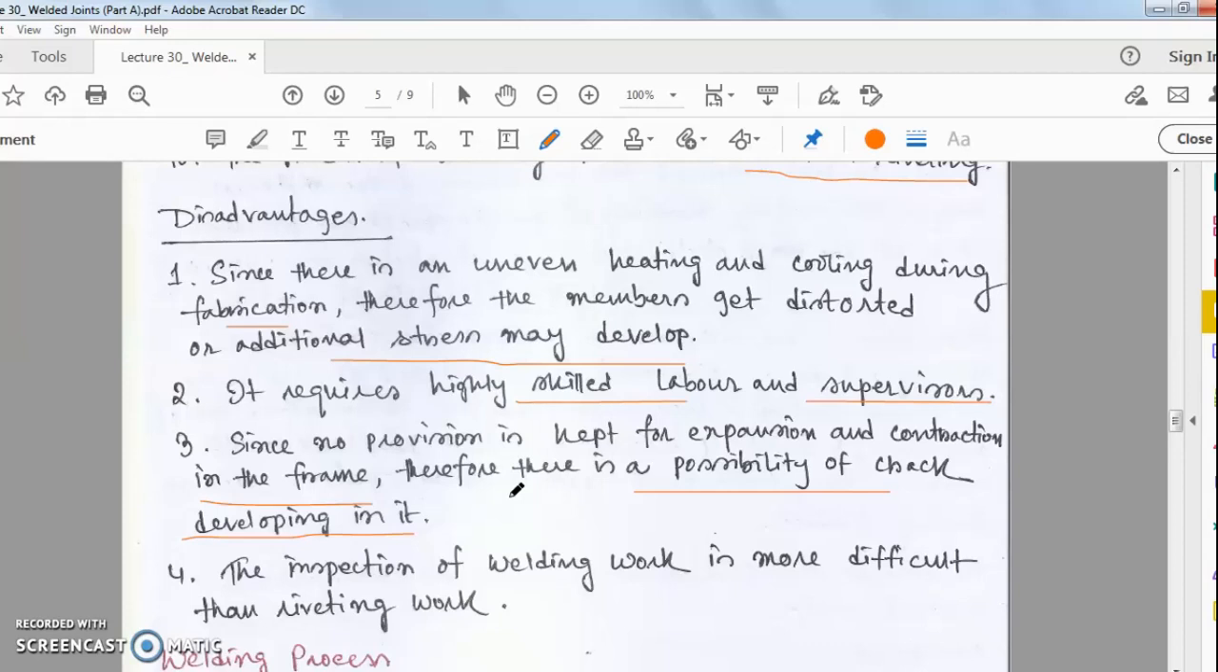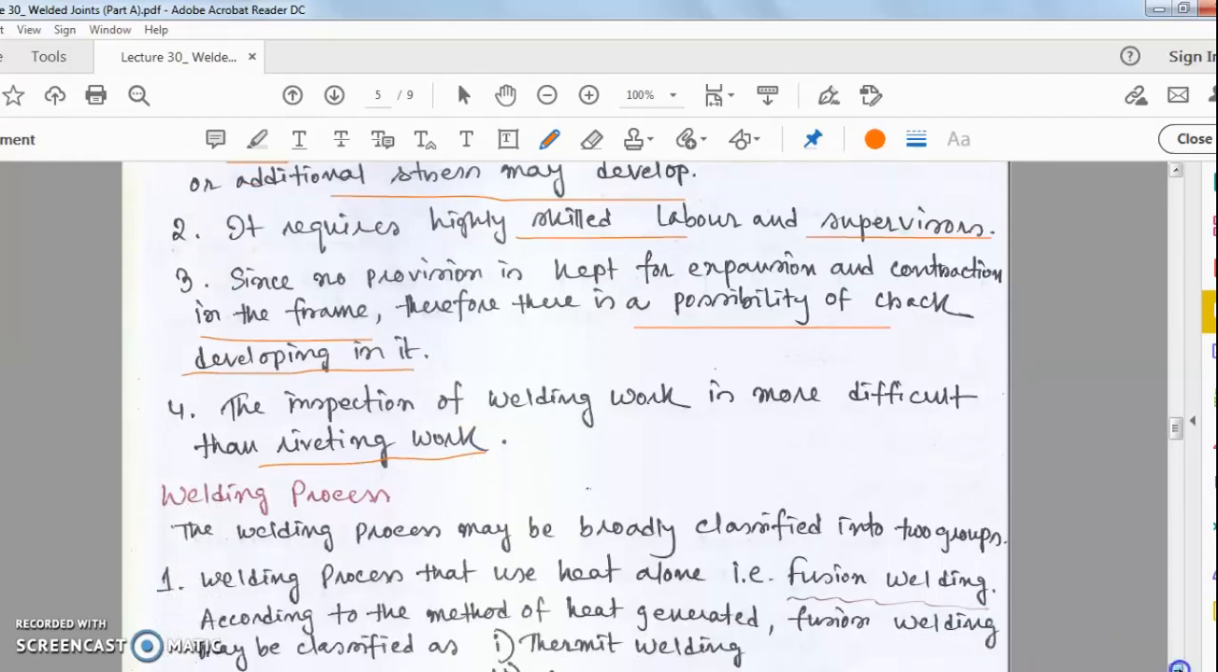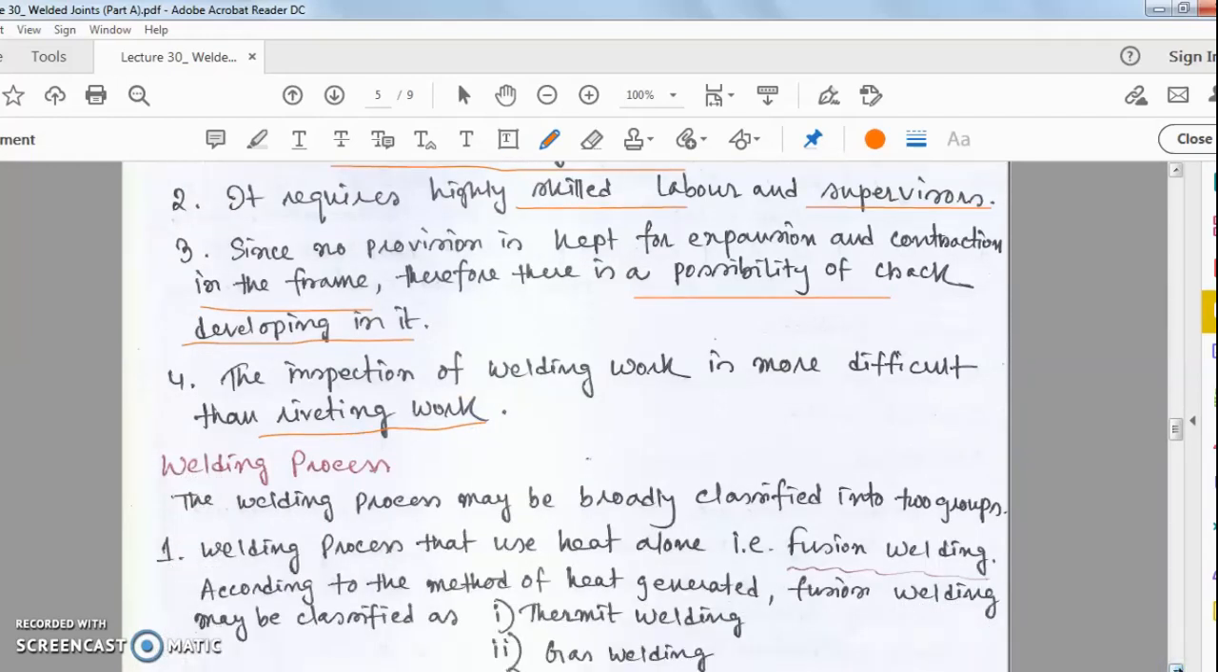Next, number 4, the inspection of welding work is more difficult than the riveting work. The inspector who is inspecting the joint performance and joint strength has to be much more skilled, as I have told you before.